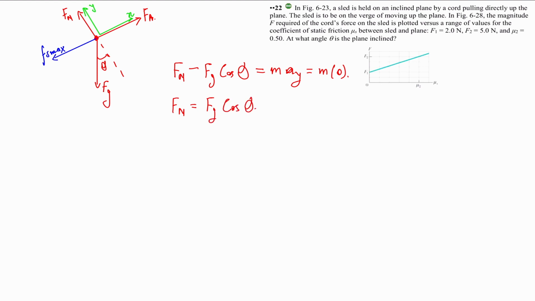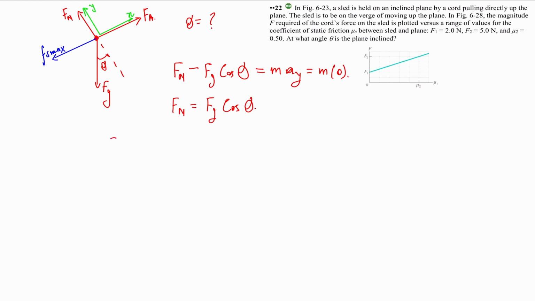Remember, don't lose track of the goal. The goal is we're looking for theta. But right now we're using Newton's law to navigate to this goal. Now let's apply Newton's law in the x direction this time. In the x direction, things are a little more interesting because we have this force Fa in the x direction, and we have this force, a frictional force, in the x direction, and the force of gravity has an x component. Let's go ahead and apply Newton's second law.